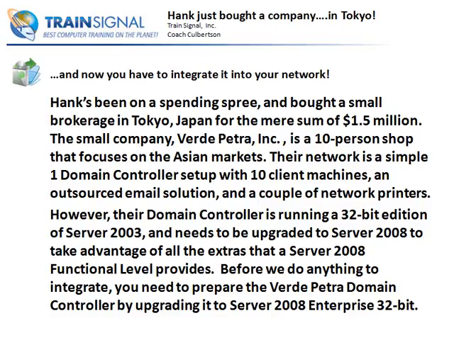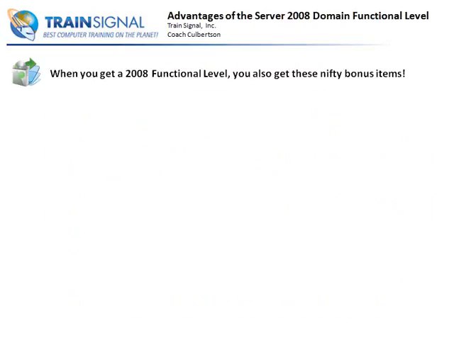Now, before we do anything to integrate, though, we need to bring up the version level of the operating system. We need to upgrade it to Server 2008. We're going to be using the Enterprise 32-bit edition. Now, when we upgrade the domain controller to 2008, we can have a 2008 functional level, right? So we get a couple of nifty bonus items.